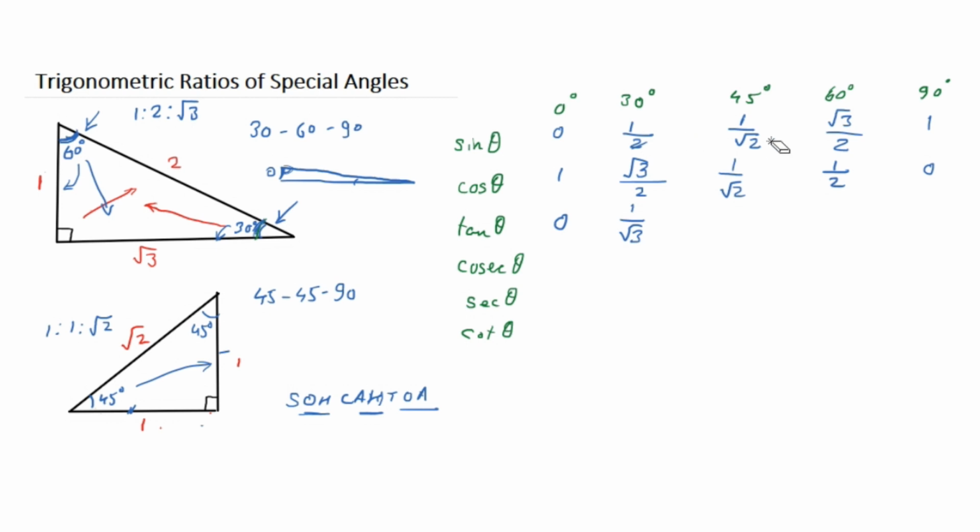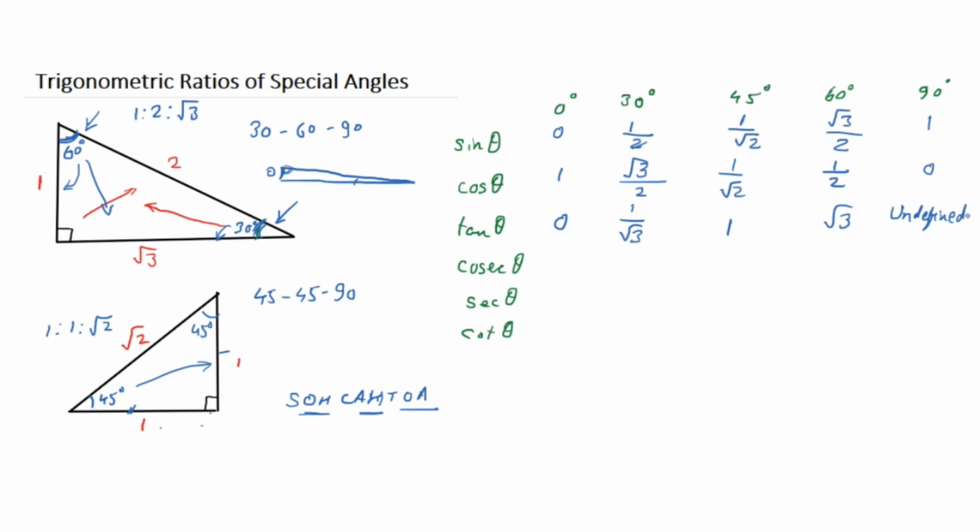1 over root 2 divided by 1 over root 2, obviously since they are both the same, tan of 45 is going to be 1. Then root 3 over 2 multiplied by 2 over 1, since I'm going to multiply it with the reciprocal, the 2's get cancelled out, so it's going to be root 3 over 1 or simply root 3. And tan of 90 is 1 over 0, and since anything divided by 0 is undefined, therefore tan of 90 degrees is going to be undefined.